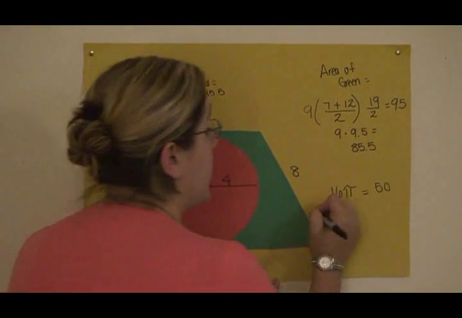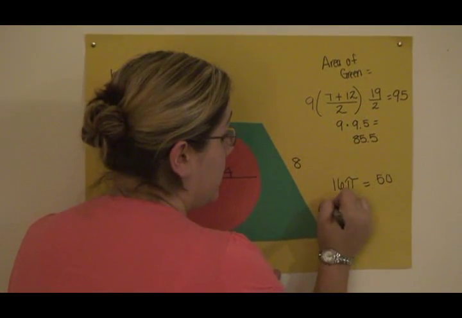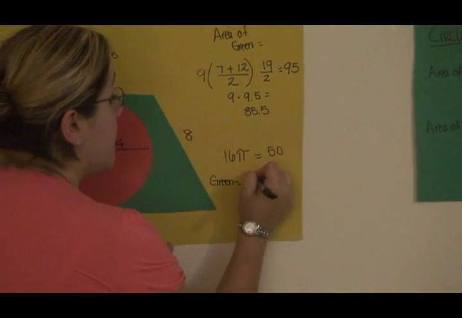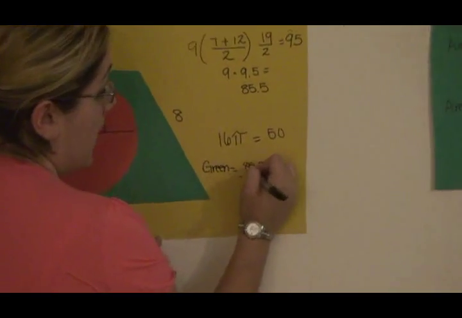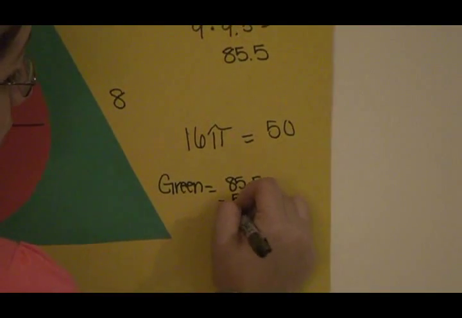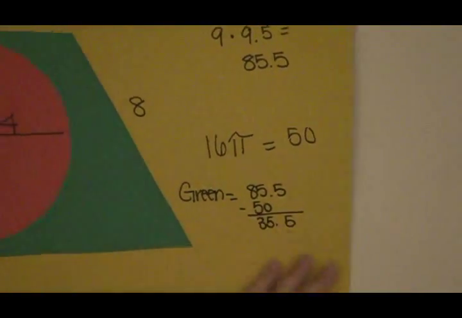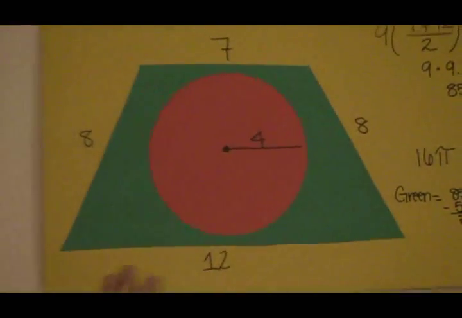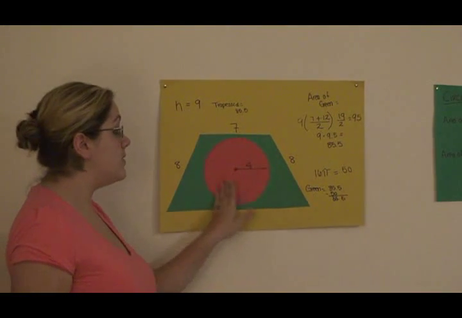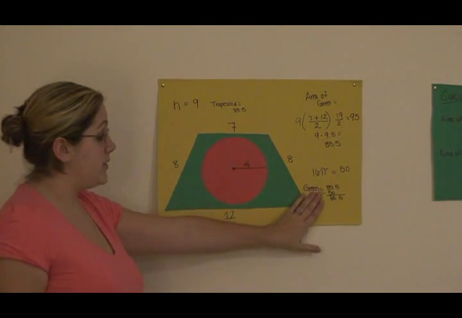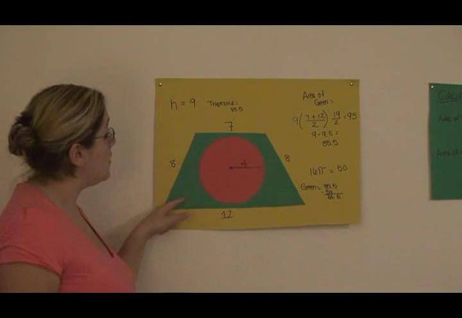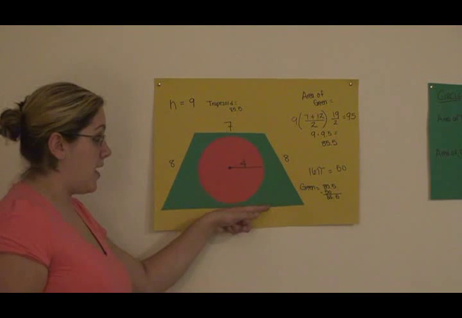So now in order to find the area of the green, we're going to do 85.5 minus 50 is equal to 35.5. So going back, we found the area of our trapezoid, we found the area of our red circle, and the difference between the two is 35.5, and the area of the green that you see in front of you is 35.5.